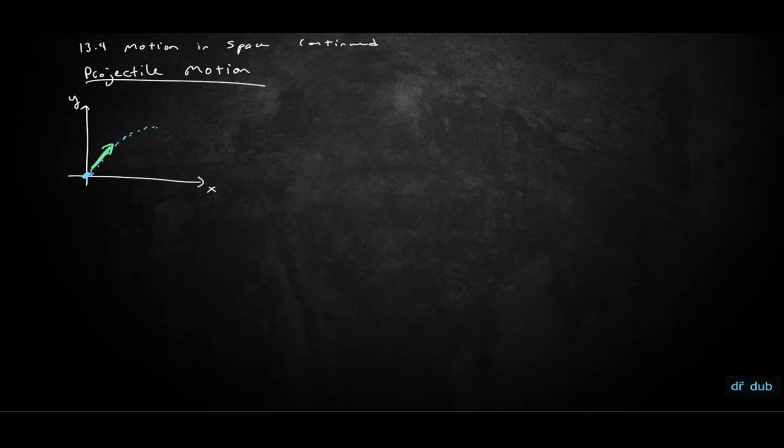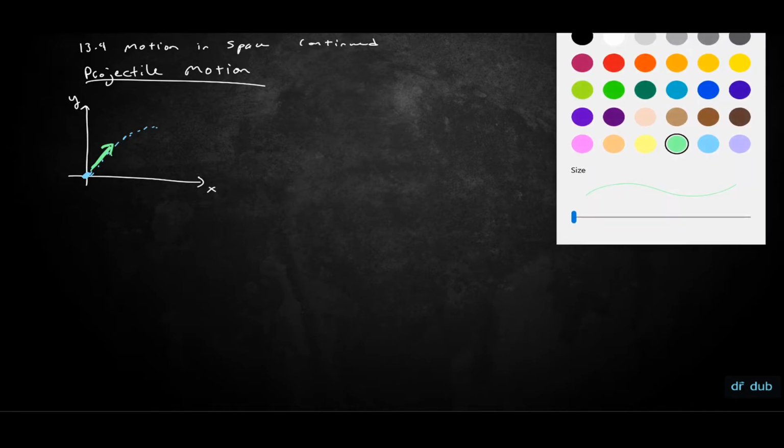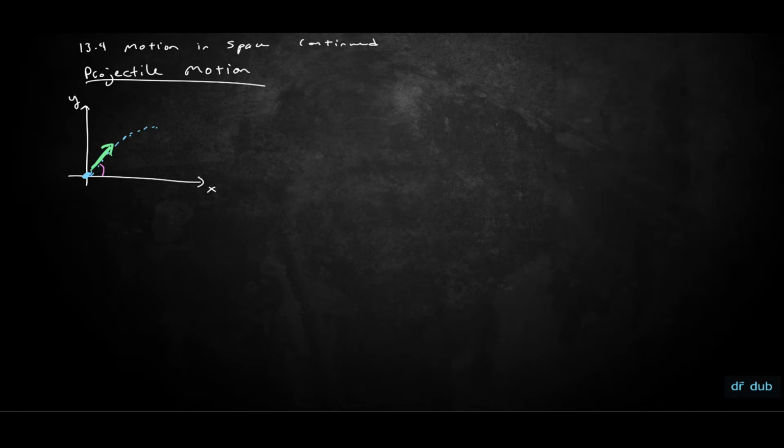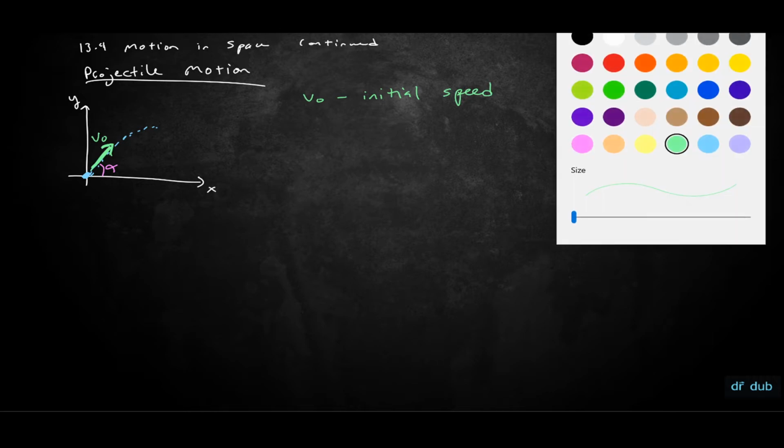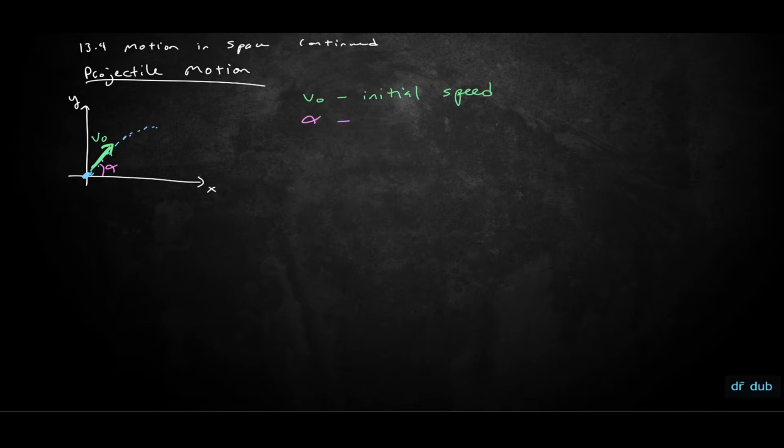So this is your setup basically for your projectile. You have some initial angle, we'll call that angle alpha. So this angle here is alpha. And we could call it theta, it doesn't matter. And you have some initial speed, we'll call it V0. So V0 is the initial speed of the projectile, and then alpha is the launch angle, usually what it's called.